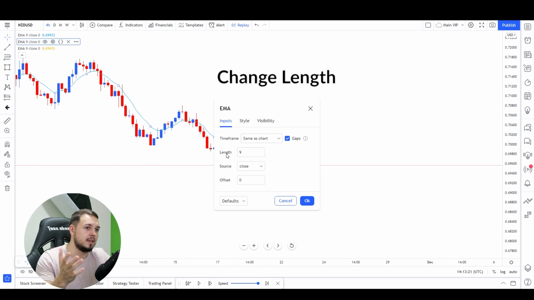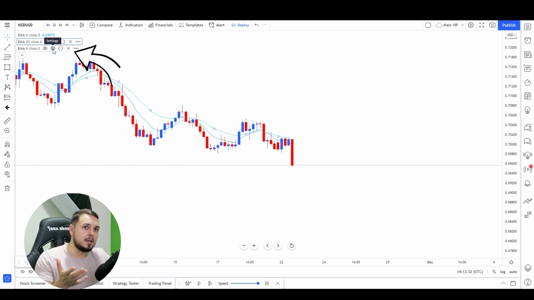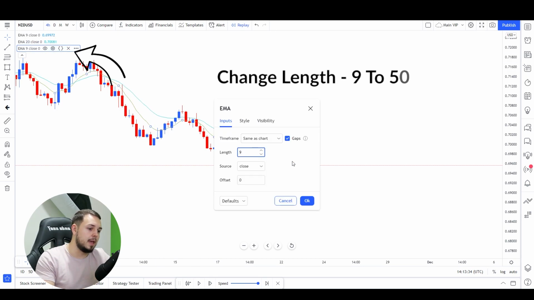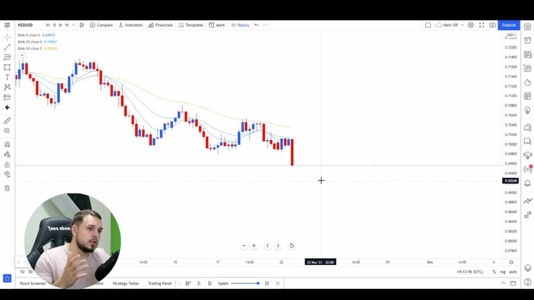These will be the settings, and change the length from 9 to 20. Choose a different EMA, go inside the settings icon, and change the length from 9 to 50. Click OK. So now you should have 3 exponential moving average lines on your screen.